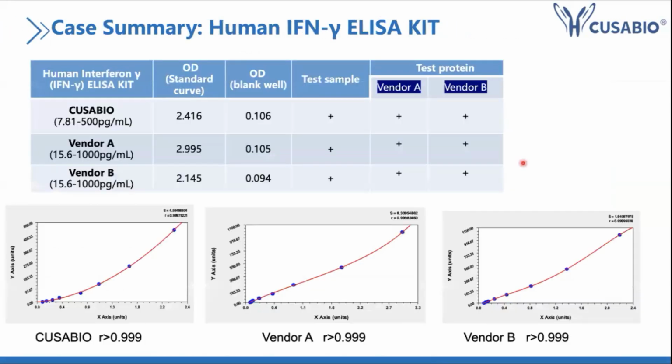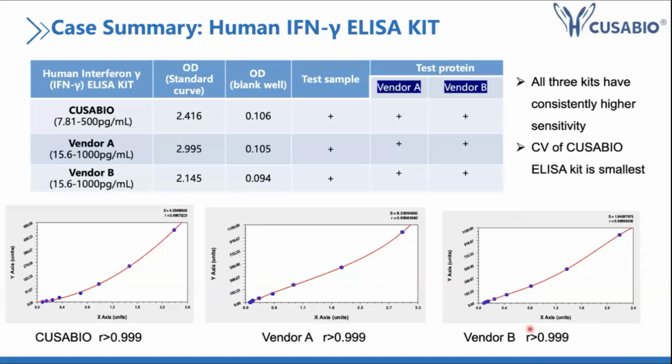So the case summary for this human interferon gamma ELISA kit is that all three kits, no matter whether from CUSABIO, vendor A or vendor B, have consistently high sensitivity. But we found that the CV of the CUSABIO ELISA kit is the smallest because, as I mentioned, CUSABIO has a CV less than 8%, but A and B both have less than 10%. So I will say that based on the comparison result we got, the CUSABIO ELISA kit is more sensitive.